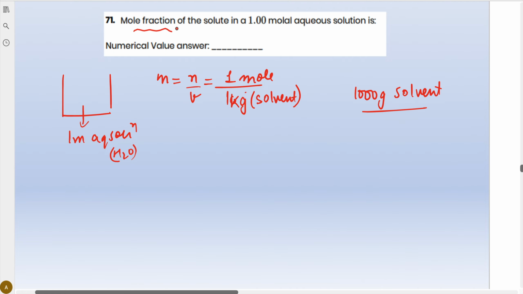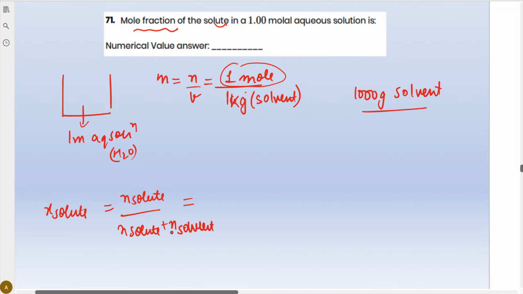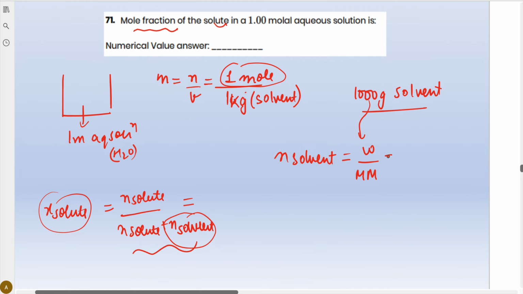Now you need to calculate the mole fraction of solute. Mole fraction of solute will be number of moles of solute, which is taken as 1 mole, divided by number of moles of solute plus solvent, the total number of moles. Number of moles of solvent you don't know, so how will you calculate? Given mass is 1000 grams, molecular mass of solvent, water, is 18. 1000 by 18 will come 55.55. Remember this value always. This is the number of moles.